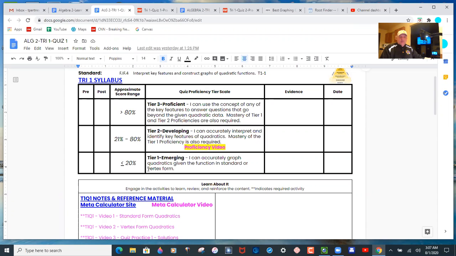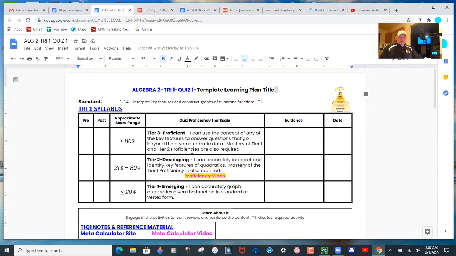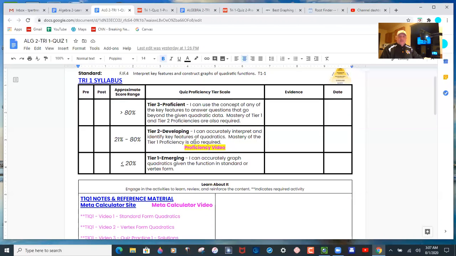If you just do tier 1 problems, you're going to have a 20%, which obviously you're going to do more than that. It's the simplest level of all of the problems for that particular standard. On the first quiz, interpreting key features and constructing graphs of quadratic functions is the standard. And so basically graphing, given the function in standard or vertex form.